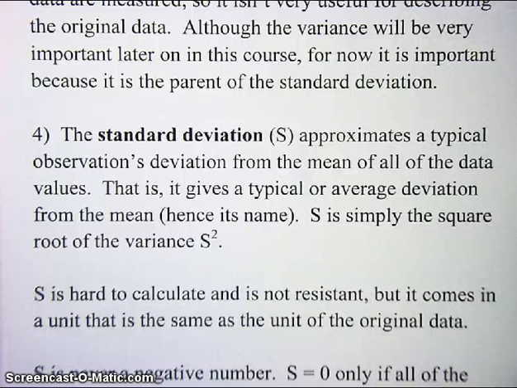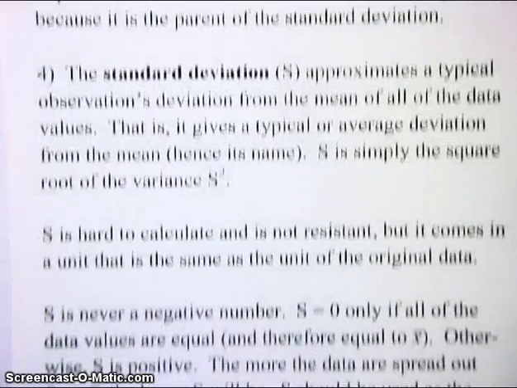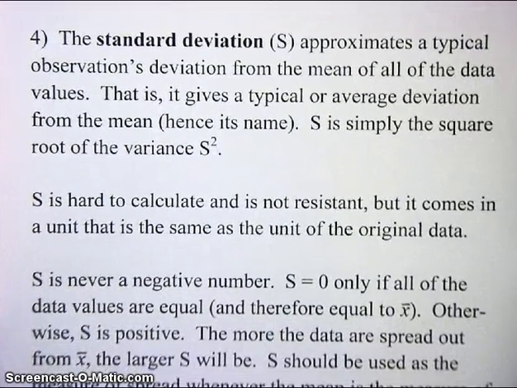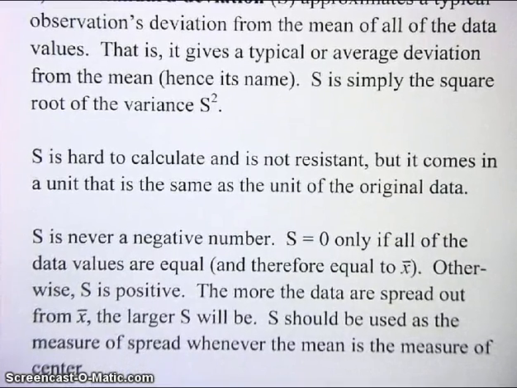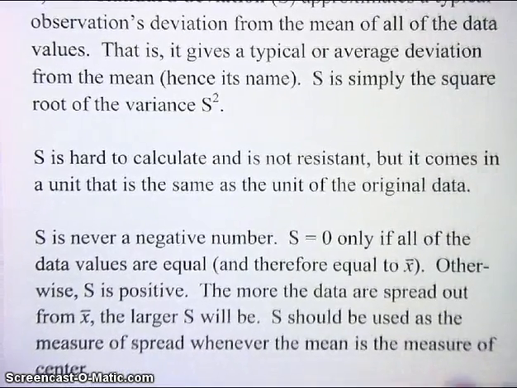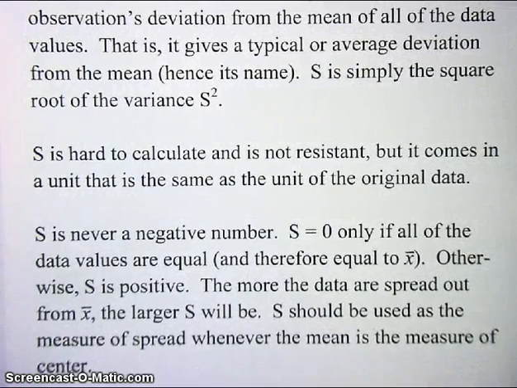But it does come in a unit that is the same as the unit of the original data. So it makes sense to describe a distribution with S, because if you're talking about data, you want your measure of spread to be in the same unit as your original data. Okay, now S is never a negative number. It would be equal to 0 only if all the data values are equal and therefore all equal to X bar. And that means all the deviations from the mean would be 0.